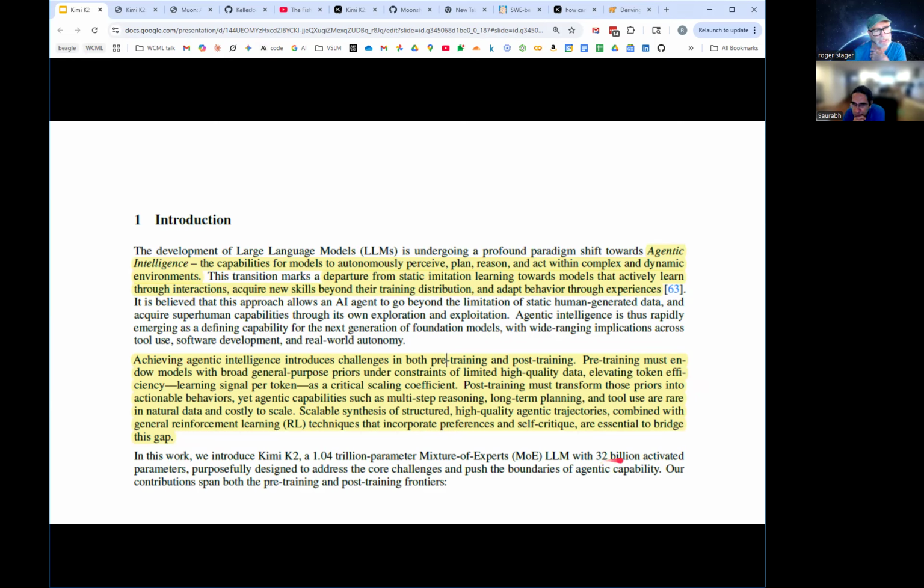And what did they say? Post-training must transform priors into actionable behaviors, and yet agentic capabilities are rare in natural data and costly to scale. So they're actually going to use synthesis of these agents. This is an area that I didn't fully grok, what they're doing exactly and how they're doing it, but we'll talk a little bit there. And if anybody has any ideas on what they're actually talking about there, that'll be helpful.